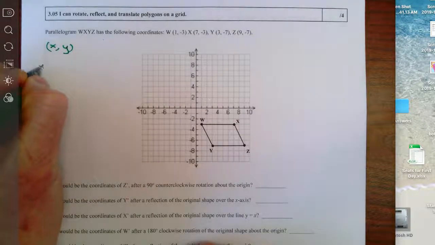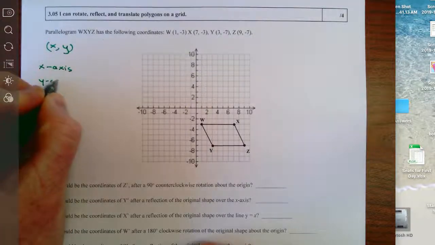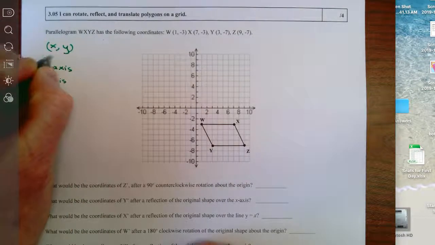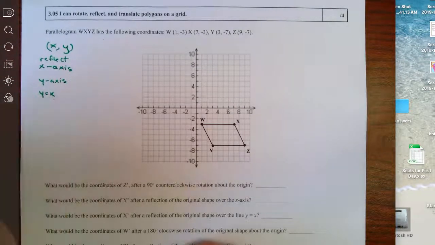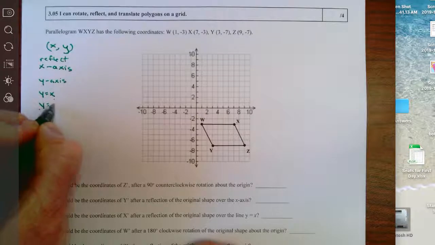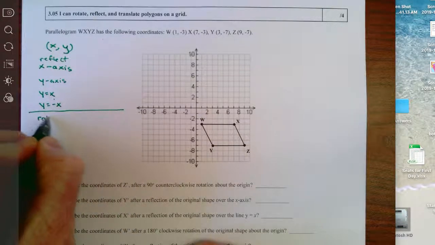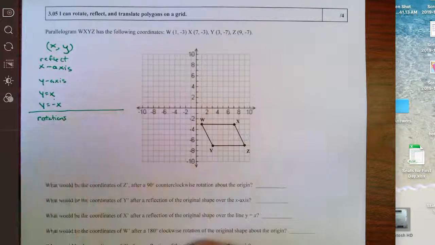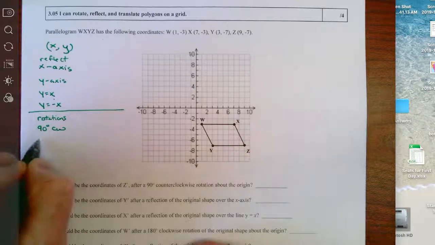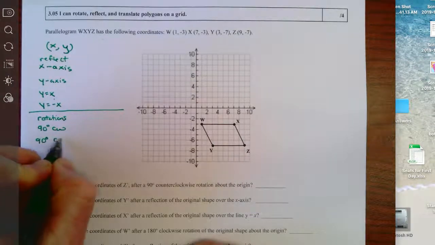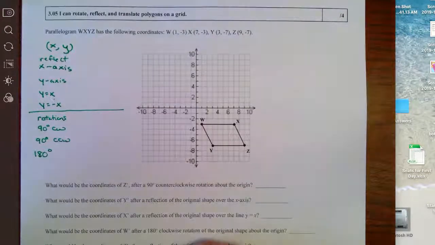So we'll just write them real quick. X-axis, y-axis, so these are reflections. We've got over the line y equals x. We have over the line y equals negative x. And then we had rotations. So we'll go 90 degrees clockwise, 90 degrees counterclockwise, and we'll take 180 degrees either way.